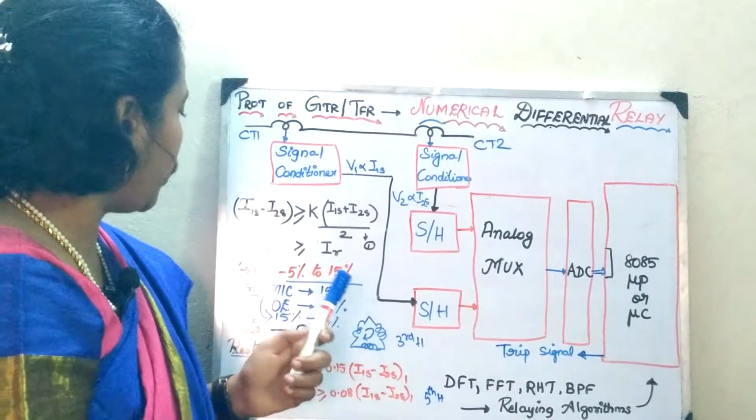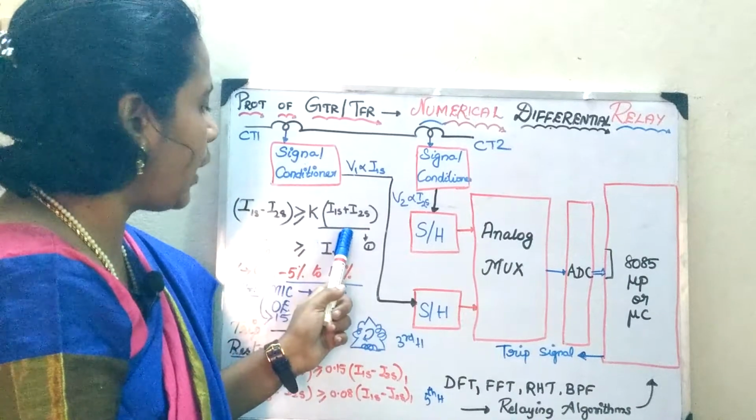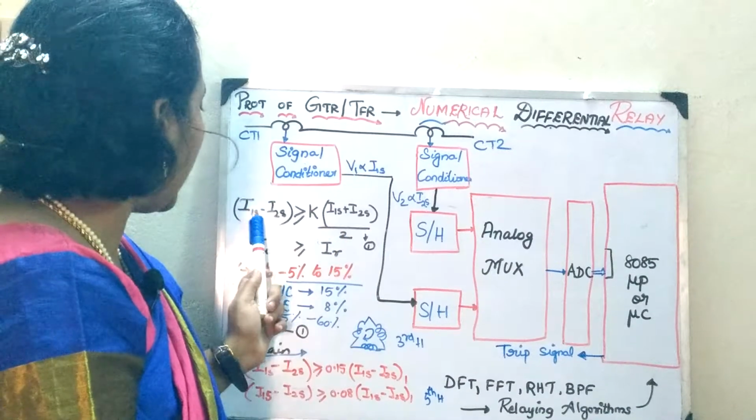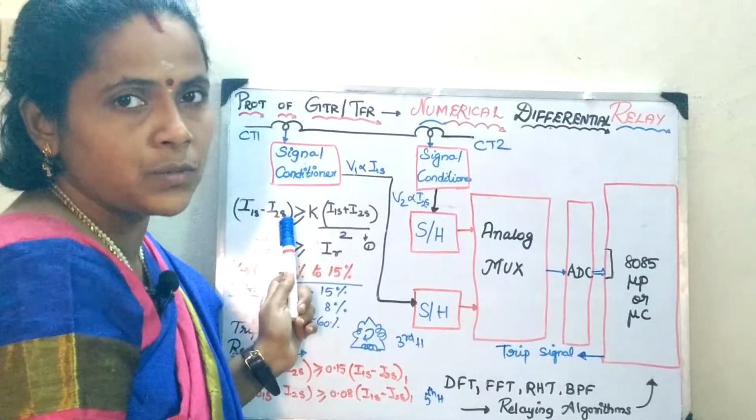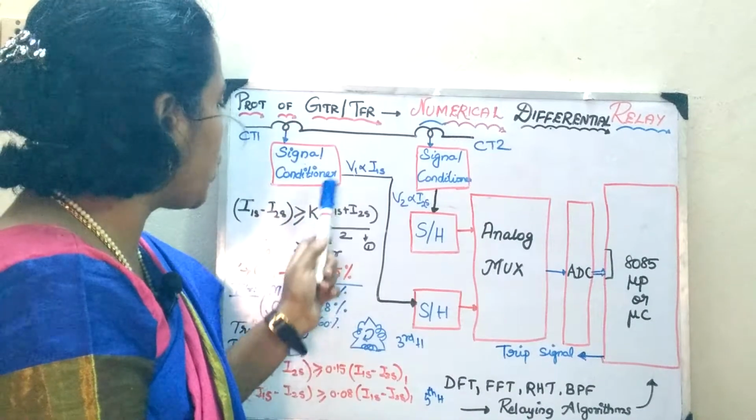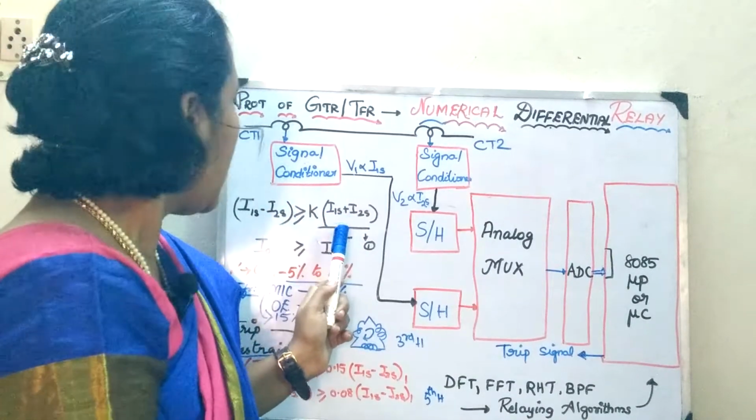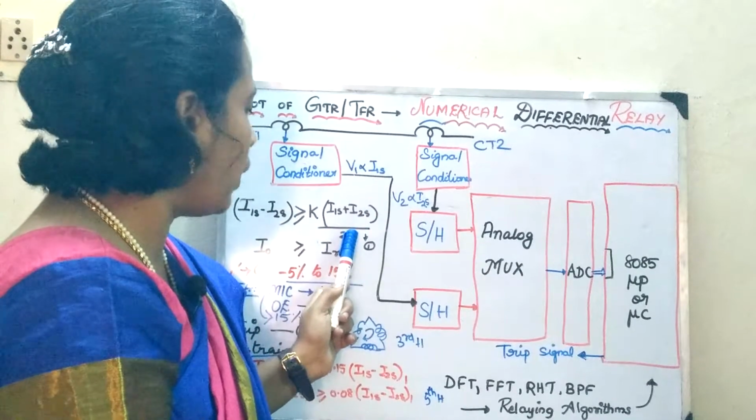Here you can see the condition written: I1 minus I2 is the spill current flowing through the relay, whereas the restraining condition is given by (I1S plus I2S) by 2.